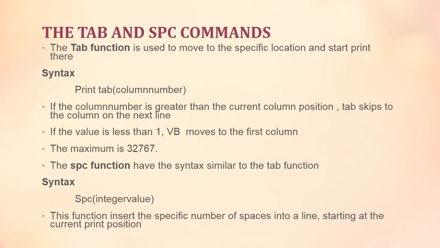Tab function. The Tab function is used to move to a specific location and then start printing from there. The syntax for the Tab function is Print Tab(column number). If the column number is less than the current column position, then the tab will skip to the next line. If the column number is less than 1, then it moves to the first column. The printing will start from the first column.